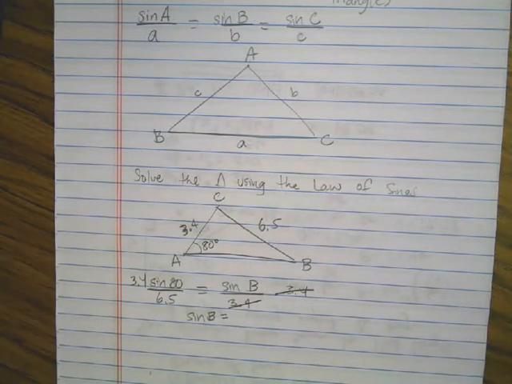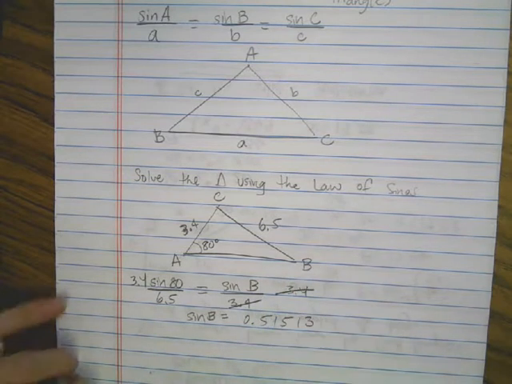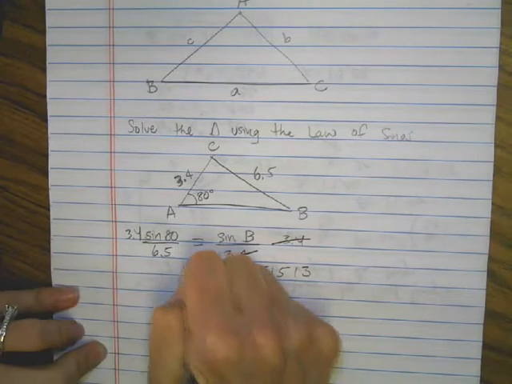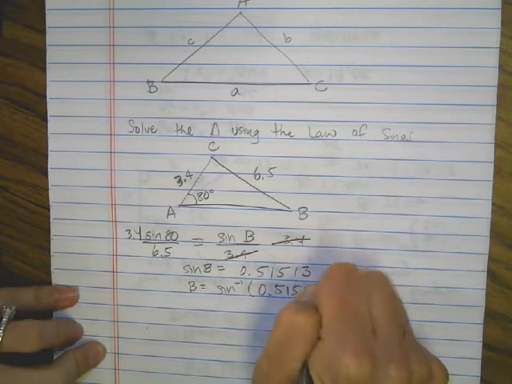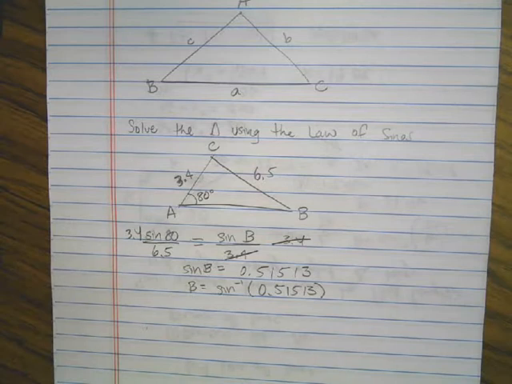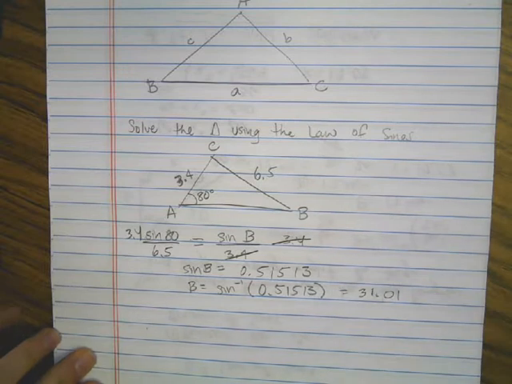And so I get sine of B equals 3.4 times sine of 80 divided by 6.5. You put that in your calculator, and you get 0.51513. But we're trying to solve for B, so just like we did before, you have to use the inverse sine. So B equals inverse sine of 0.51513. Is it always done that way? Yeah, because we're using a lot of signs. And that would be 31.01. So for B, we can say B is 31.01.